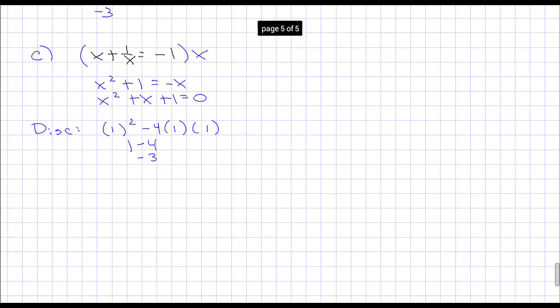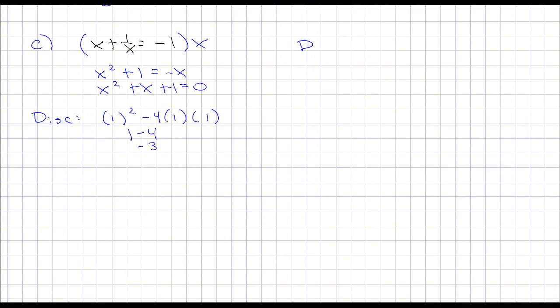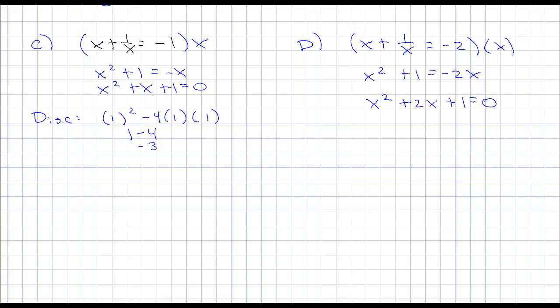Alright, so what if we looked at D? x plus 1 over x is equal to a negative 2. Multiply everything by x. So now you have x squared plus 1 equals negative 2x. Add the 2x to the other side. Now this is a perfect square: x plus 1 quantity squared. So to solve that, x would have to be negative 1, and negative 1 is an integer. So now I'm good. So D is actually what we want.